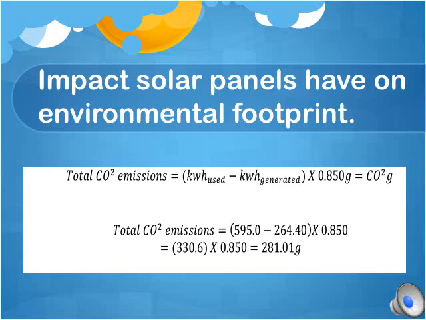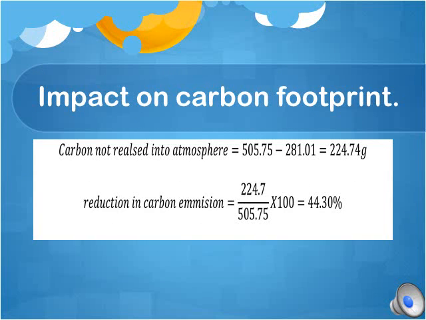281.01 grams. To see how much carbon we have saved from being released into the atmosphere, we need to subtract the total figure with solar panels from the total figure without solar panels. To work out how much carbon we have saved, we subtract the carbon generated from the household system with the solar panels installed from the household without solar panels installed. We then get a value of 224.74 grams of carbon that was saved from being released into the atmosphere.